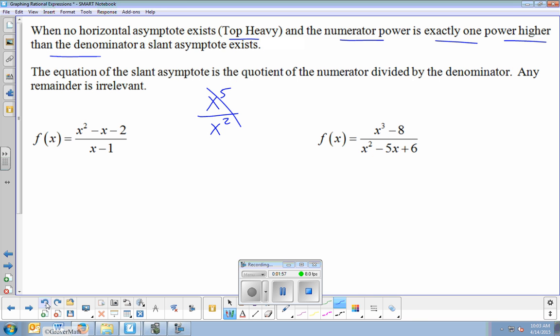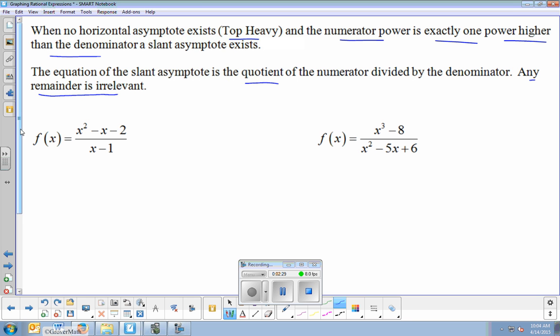So how do we do that? Well, first of all, it would start off by recognizing that it's top heavy and there's no horizontal asymptote. But it is top heavy by exactly 1, which means there is a slant asymptote. And the way to get the slant asymptote is doing long division. So the equation of the slant asymptote is the quotient. Remember, quotient is the result after division of the numerator divided by the denominator, and any remainder is irrelevant.